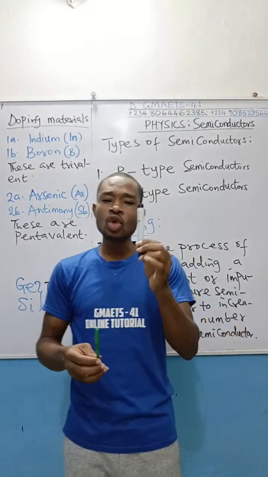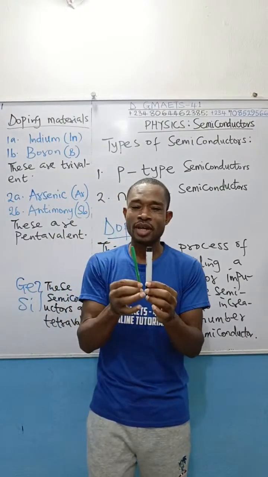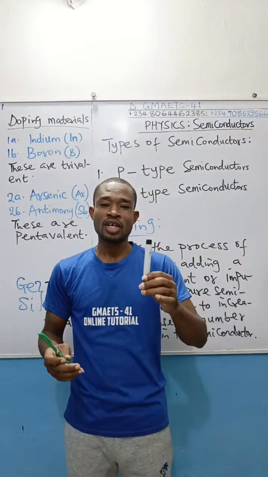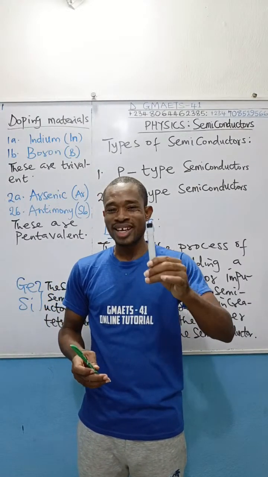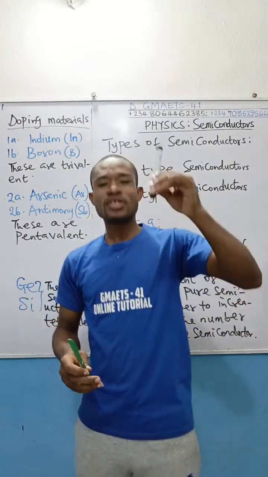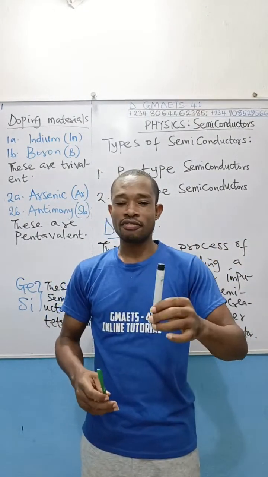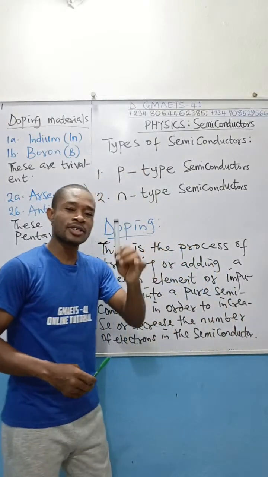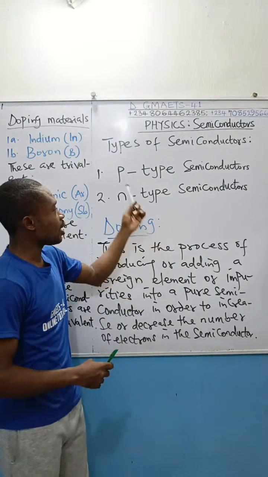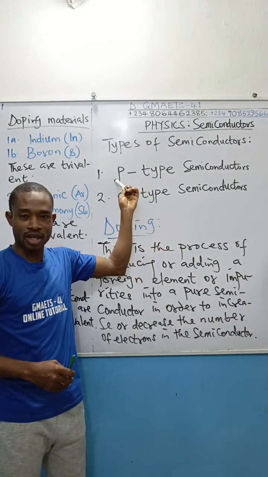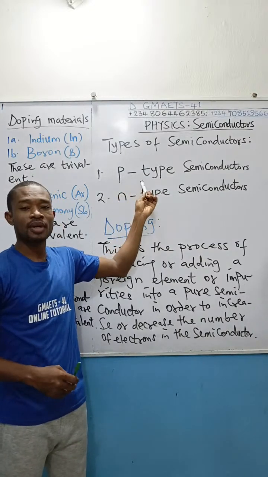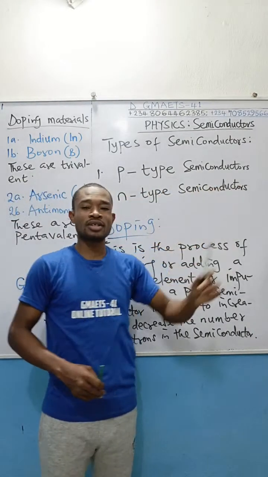So anytime you are doping a pure semiconductor with a trivalent material, what is expected is that the pure semiconductor will lose electron, thereby having more holes than electrons. And when you have more holes, it means you have more positive than negative. In that case, since that semiconductor now has more positive charges, it will now be what? P-type semiconductor, because you have more positive type. And that is how these P-type semiconductors are formed.